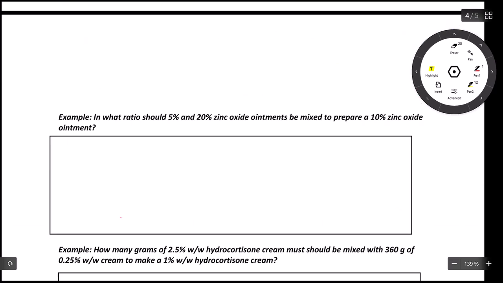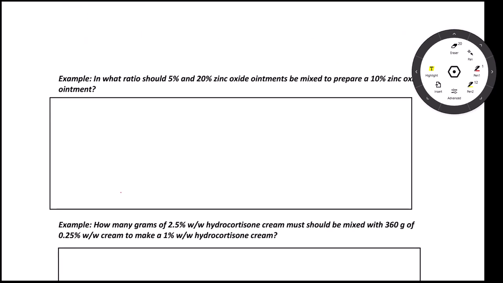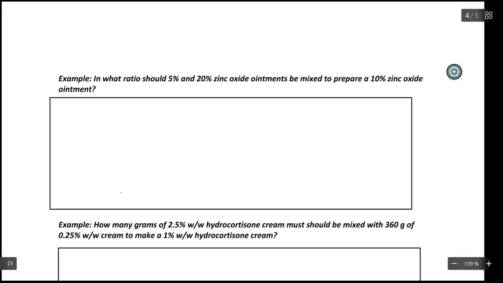It says what ratio should a 5% and a 20% be mixed to prepare 10% zinc oxide ointment. Notice a few things here. It doesn't tell us a final amount to make. It's asking us in what ratio should they be mixed. What is a ratio? So how much 5 and how much 20% should you mix to get a 10% zinc oxide ointment? What ratio are those two being utilized? So let's start out with our checkerboard.